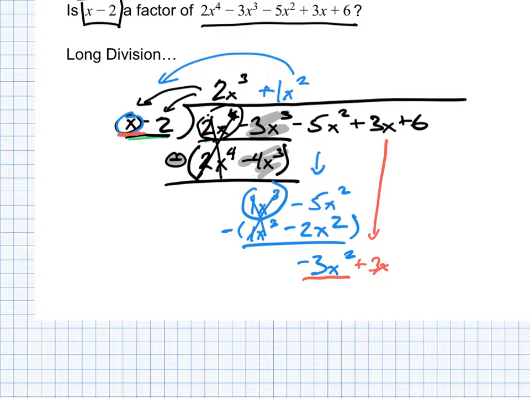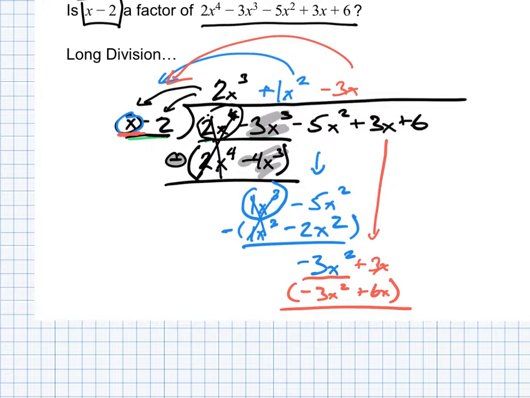Negative 3x squared divided by x is negative 3x. I will then multiply by the x minus 2: negative 3x squared plus 6x, and I will subtract. Those are gone. I end up with negative 3x. Bring down the final term of plus 6, and we divide one more time.